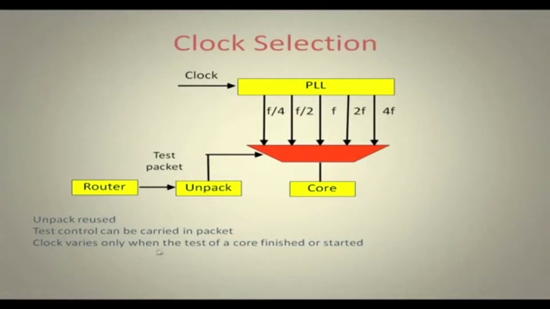So, test control can be carried in the packet, and the clock varies only when the test of a core is finished or started. So, this can be done. When a particular test pattern has been applied, only then we can do the thing, or we can divide the whole testing of a core into several sessions and define the session boundaries, and at the session boundaries only this clock changeover can take place. Of course, otherwise there will be a problem in the synchronization.